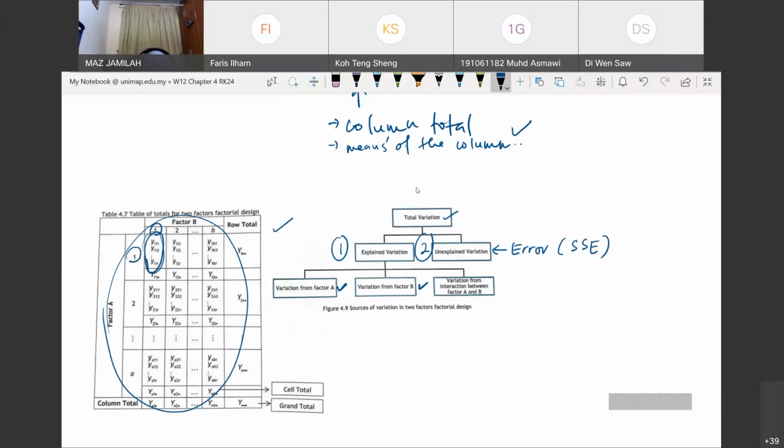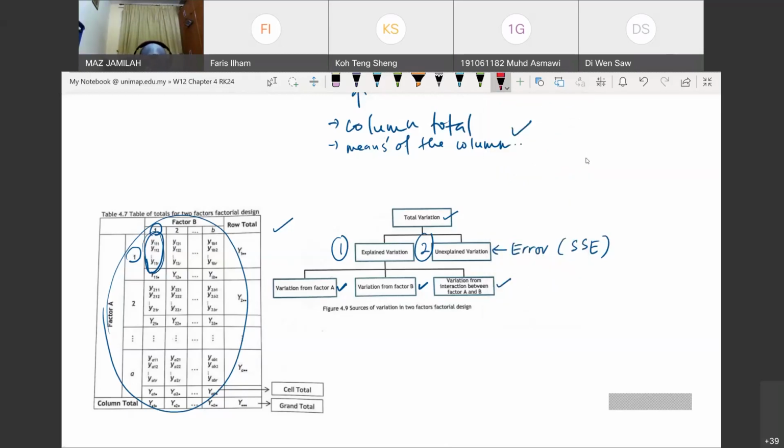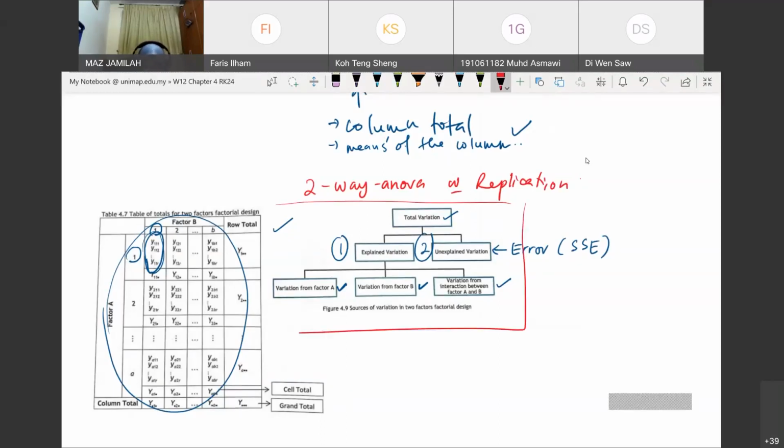That's why the third one will be the variation from the interaction between factor A and factor B. That will be included in your ANOVA table later on. So these will be the sources of variation. Now, everyone should understand that when you are talking about two-way ANOVA with replication, this will be the setting of your variation that will be included in your ANOVA table.